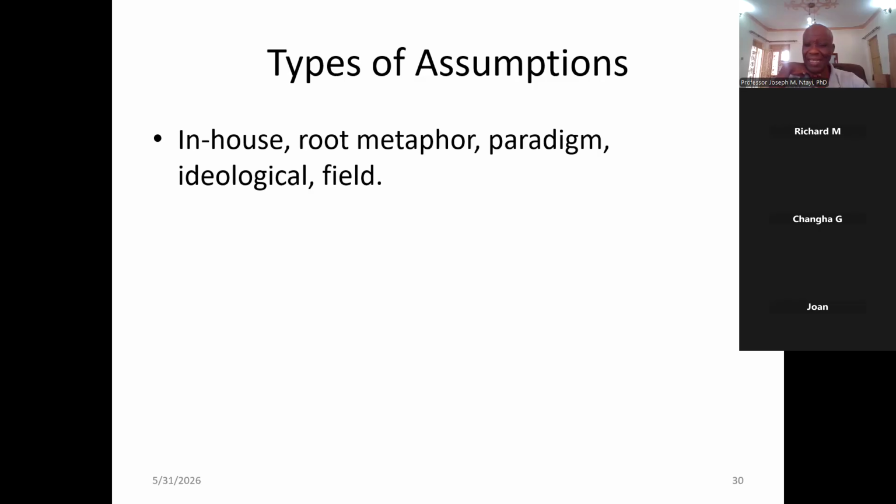What are those in-house assumptions, ladies and gentlemen? The in-house assumptions are assumptions that are embedded within a particular theory. Every theory has assumptions, right? Primary assumptions and secondary assumptions.